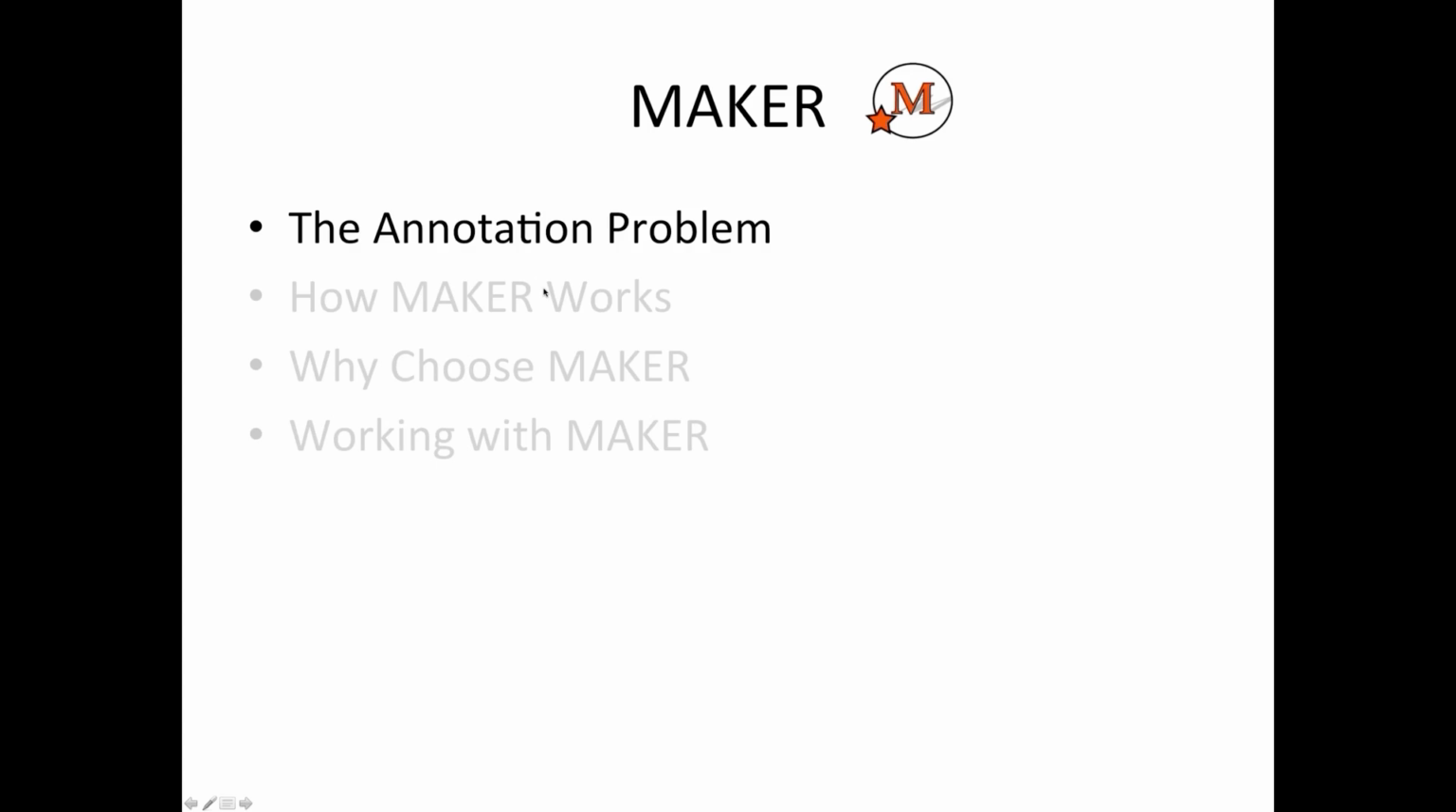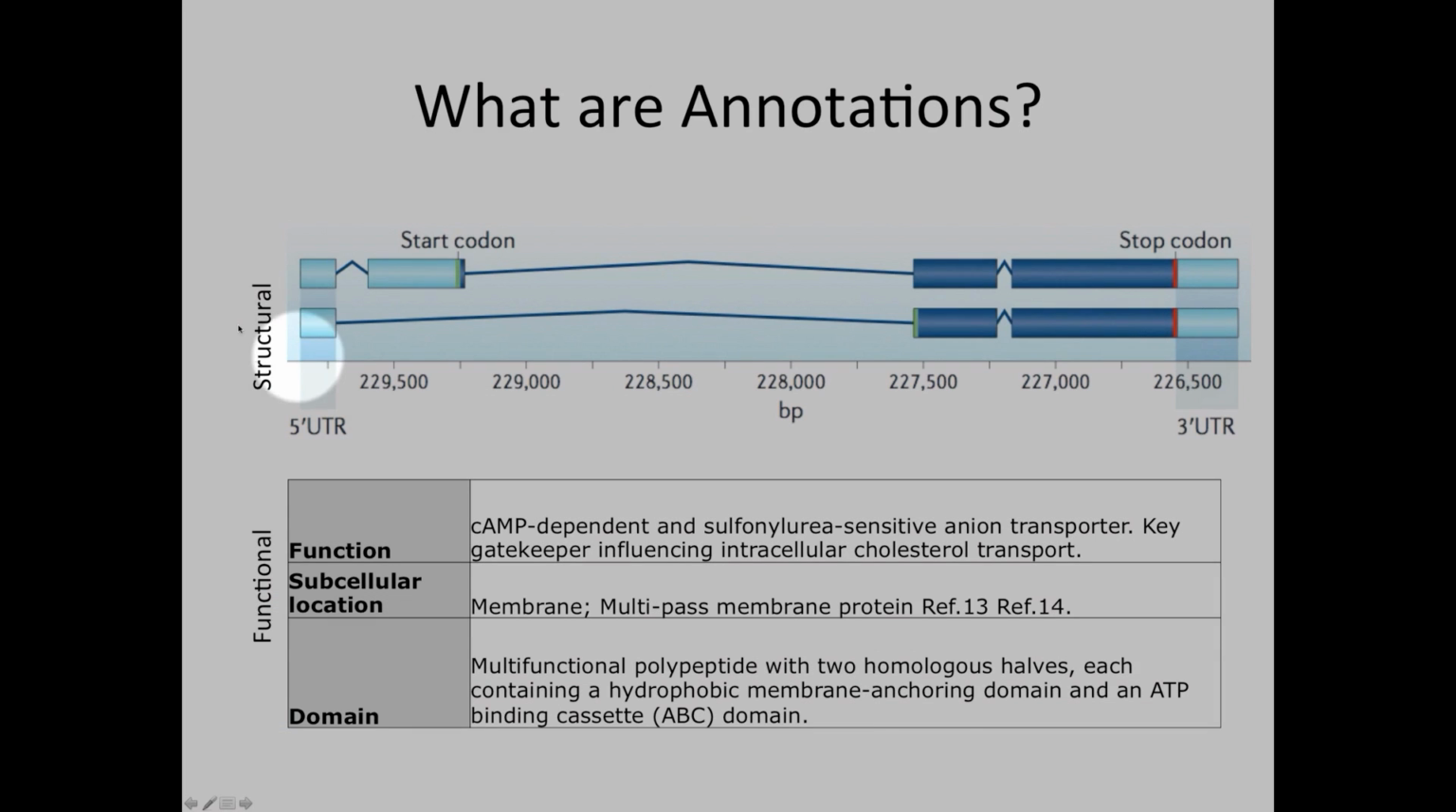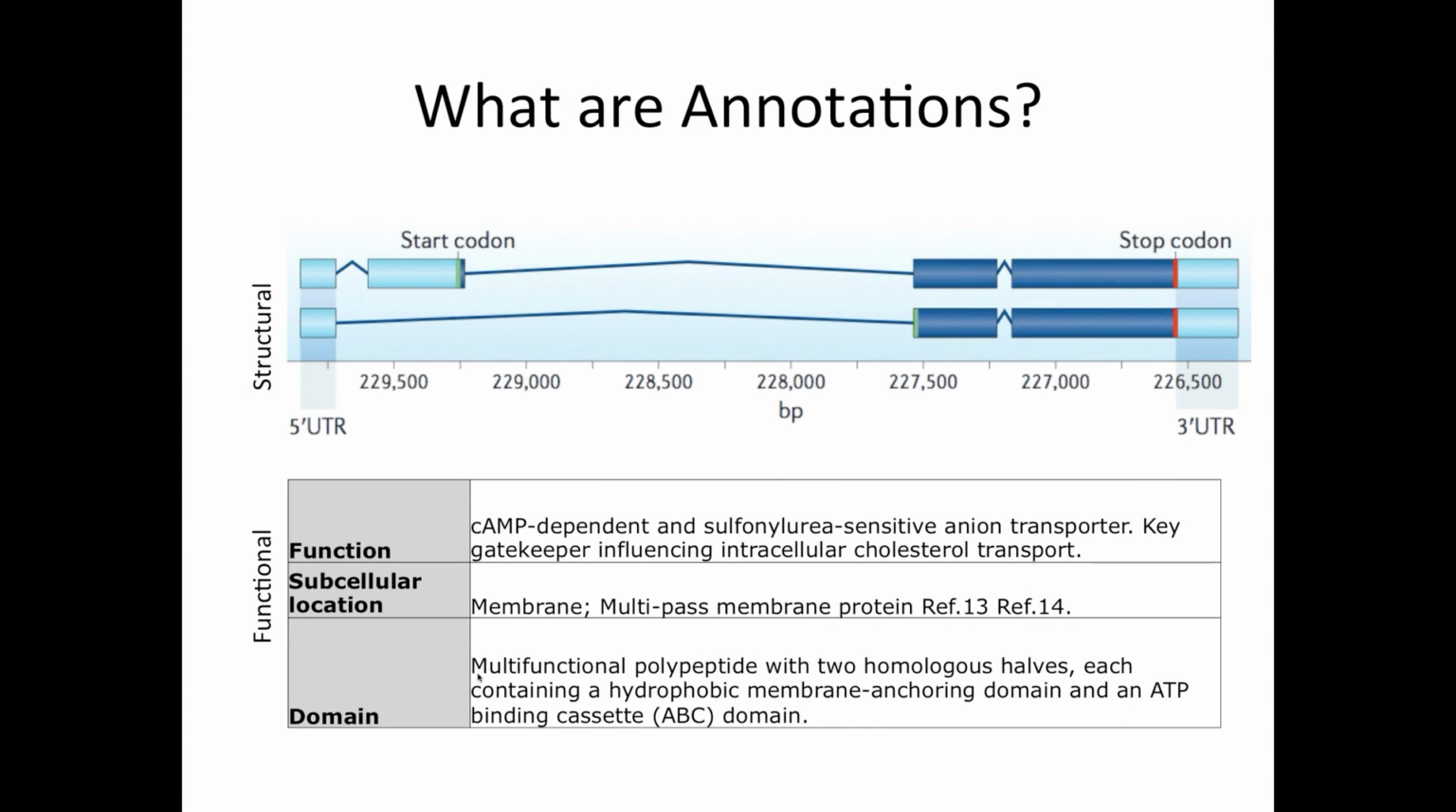Okay, so the annotation problem. First of all, probably everybody who's signing up for this course knows what annotations are, but just to orient ourselves, you can think of annotations in two different parts. We have the structural annotations, where we have the actual features of a sequence feature on the genome, so the exons, the introns, the start codons, the stop codons. And then we have functional annotations. So what do these things do? We've annotated that there's a gene at this location on the genome. The functional annotations add additional information about things that we can say about this gene and things that we know about it.